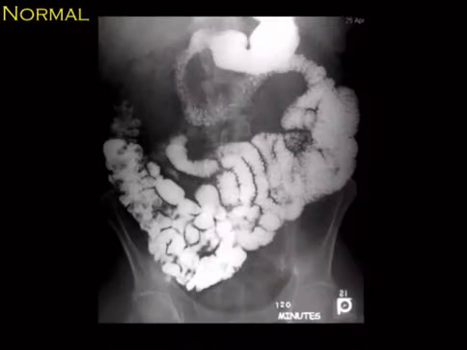So this is an ant mini. This is probably maybe 3 or 4 ant minis in small bowel barium, and this is probably the most famous one. So let me show you the normal.